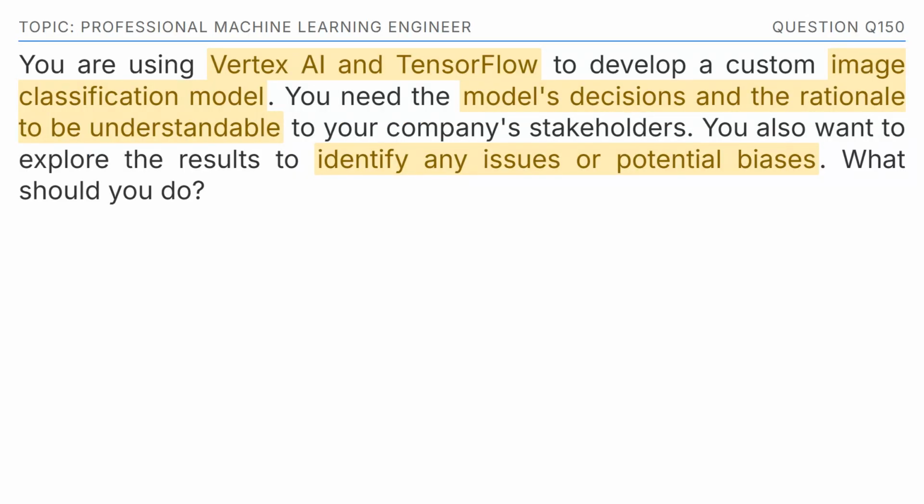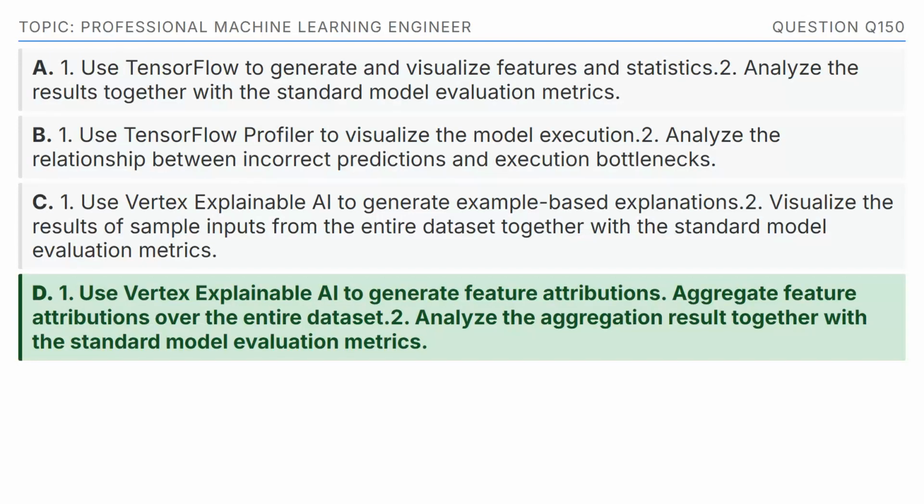To arrive at the correct answer, we focus on the keywords: Vertex AI and TensorFlow, image classification model, model's decisions, and the rationale to be understandable. Identify any issues or potential biases. The correct answer is option D, 1. Use Vertex Explainable AI to generate feature attributions. Aggregate feature attributions over the entire dataset. Point 2. Analyze the aggregation result together with the standard model evaluation metrics.